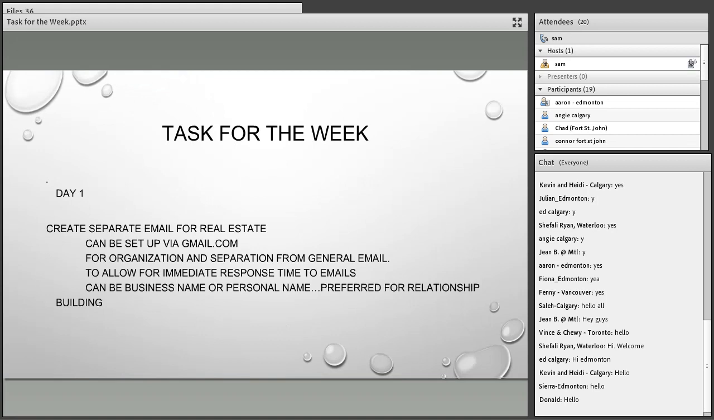Most of you have done these, but just a reminder, we want to create an email for our real estate, separate the emails from our personal to our business. Real simple. It doesn't take much time. A Gmail account is fine. It's important because we're going to use this email in our business card when we create that.